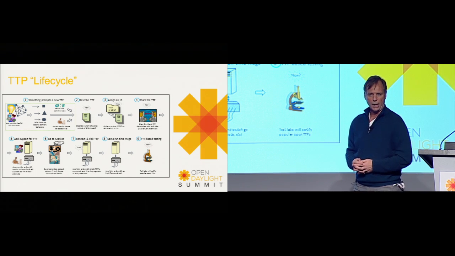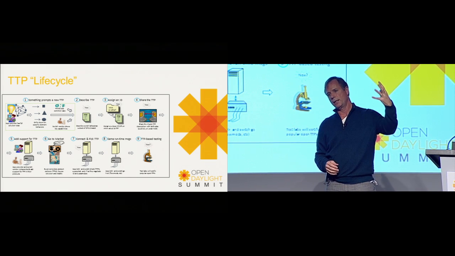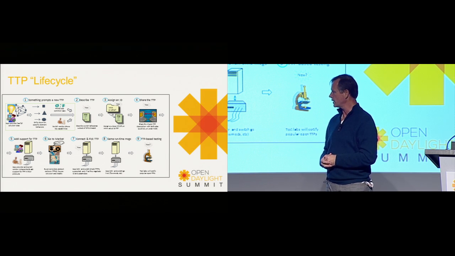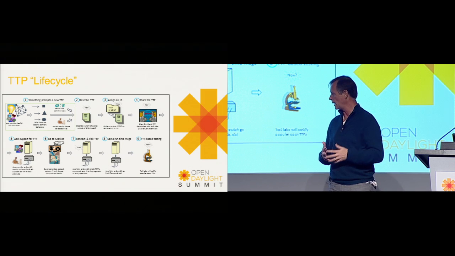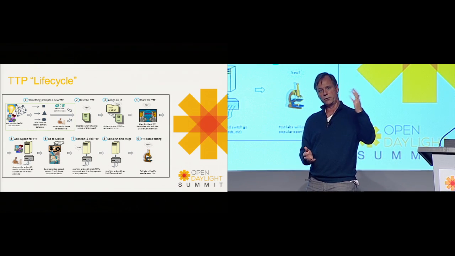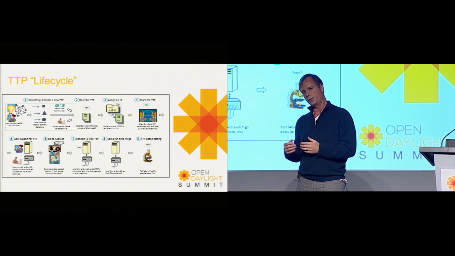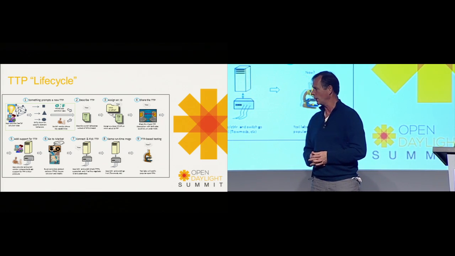Support is added to both sides. So the app and controller side need to support the TTP. The switch needs to support the TTP, but those don't have to be done necessarily exactly parallel. They can be done out of phase. You could discover that there's some great application out there and you want your switch to support it, and so you could add that support later.